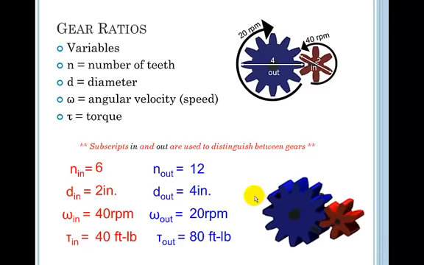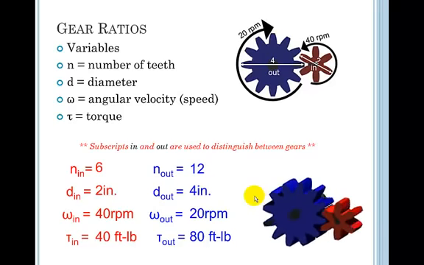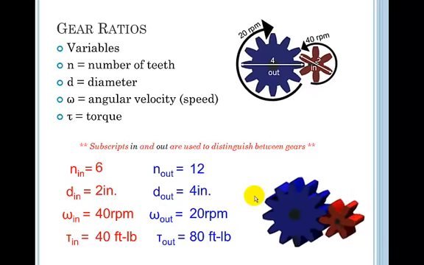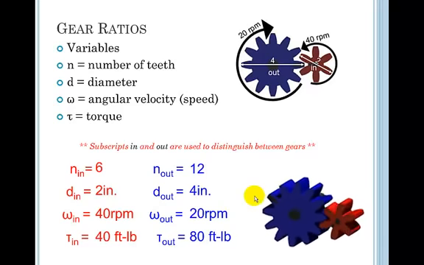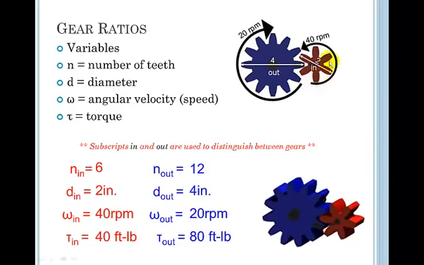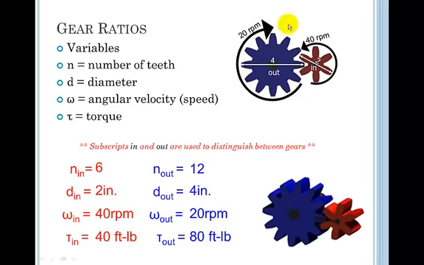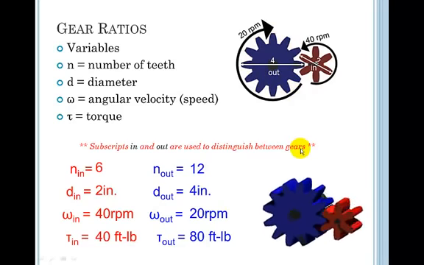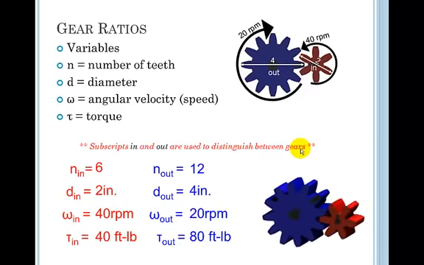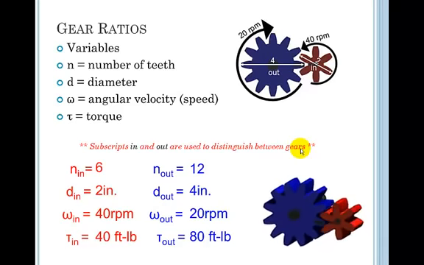So if the number of teeth on the input gear, in is the driver, out is the driven. Here you can see the number of input teeth is 6. On the output gear, it's 12. Look in the picture here. We're saying that this red one is the driver, blue is then the driven. And look how the rotations are in opposite directions. The diameter is 2 inches for the input and 4 inches for the output.